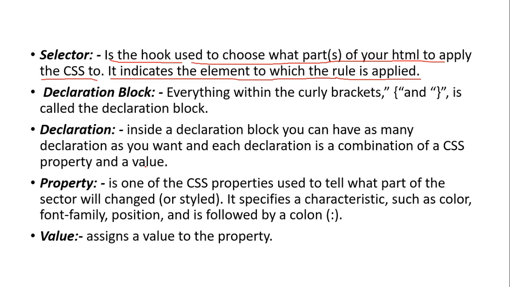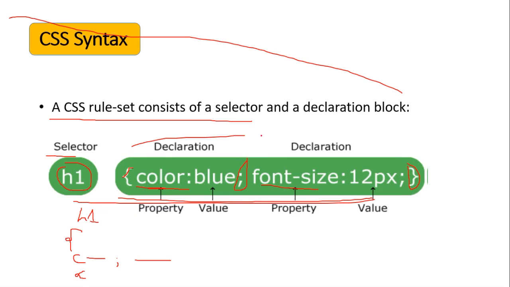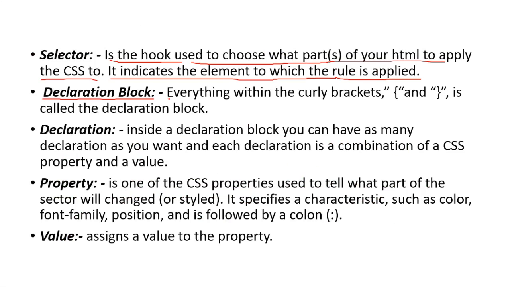So whatever part of your web page you want to design, it can be a heading, like heading 4. If you want to change the CSS of that heading 4, you can use the selector heading 4. After that, you can give the declaration for your properties and then the values. All right, after that we have the declaration block. Everything within the opening and closing curly brackets is called the declaration block.